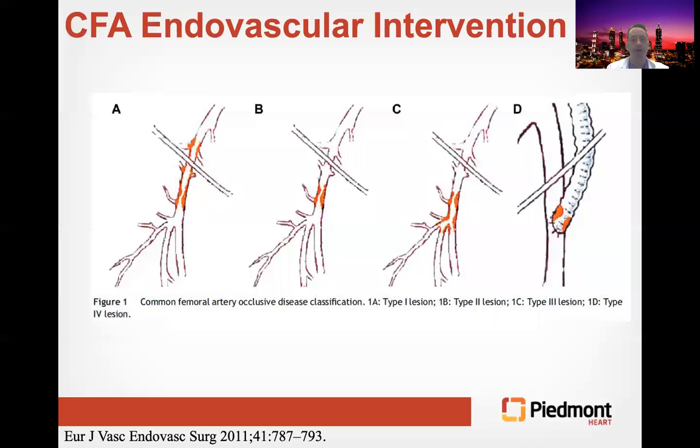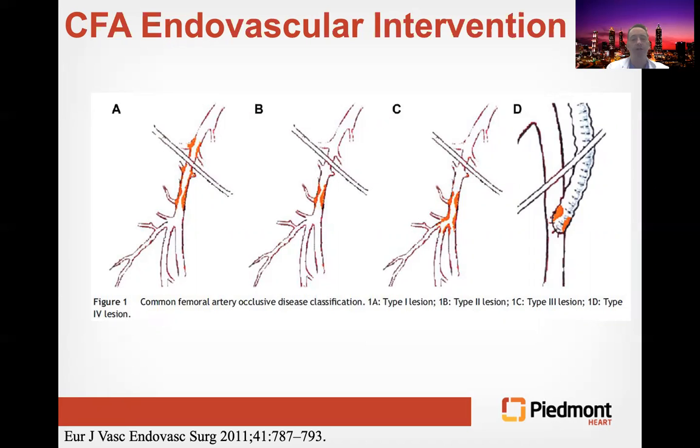I want to start off by talking about endovascular intervention, a little bit about classifications, because I think when we talk about CFA intervention, you really need to look at it almost like a left main LAD circumflex intervention in terms of which vessels are being looked at, which vessels are the occlusions, or is it something that's heavily calcified, is it something that's involving the profunda, etc.